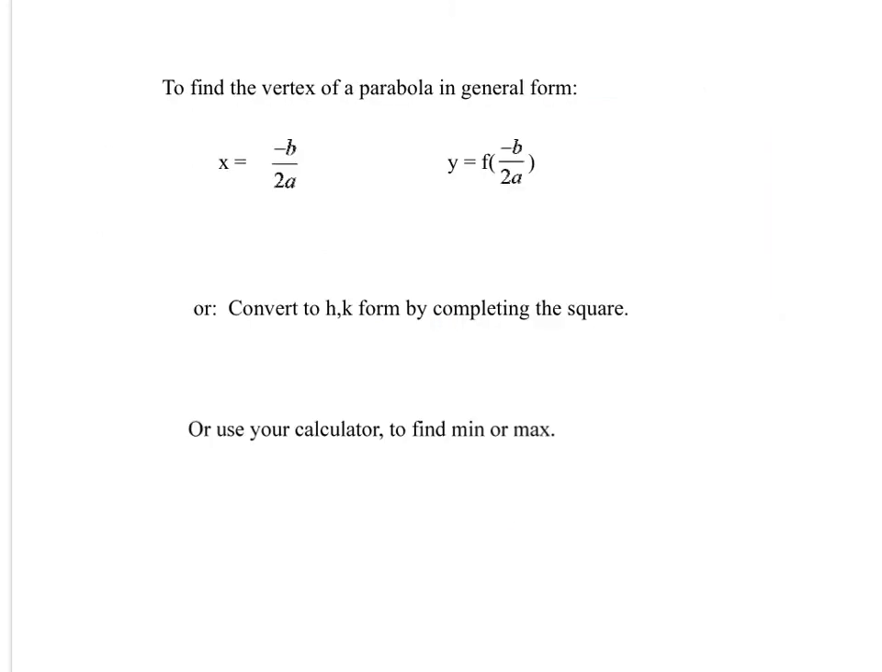If I want to find the vertex of my parabola, I have three options. The one you probably remember the most is when my equation is in general form. I take negative b over 2a, and that's going to equal my x, and then I take that value and plug it into my function to find the y. My other option, of course, is to convert it into hk form by completing the square. We can try some of these in class. Or, of course, you can use your graphing utility and find the min or the max on the parabola, which we know how to do as well.